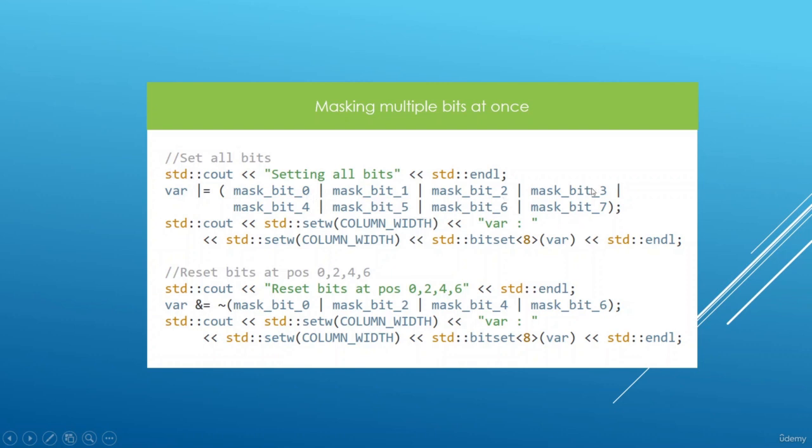So this is going to mask and select the entire byte, and we can do operations on it. For example, we can set all bits, and this is going to do what we want. If we print this out, this is going to show that all the bits are set to 1.